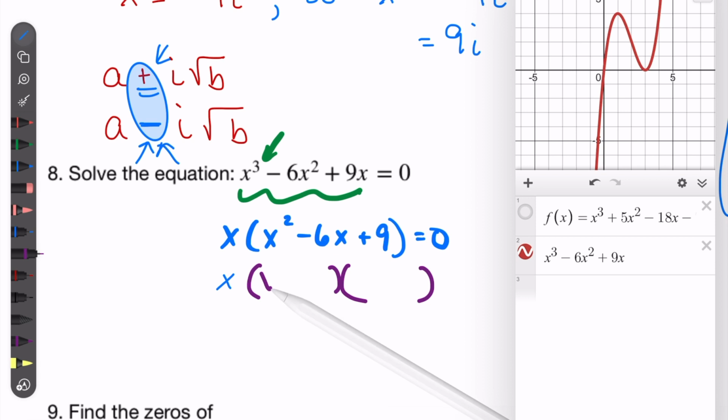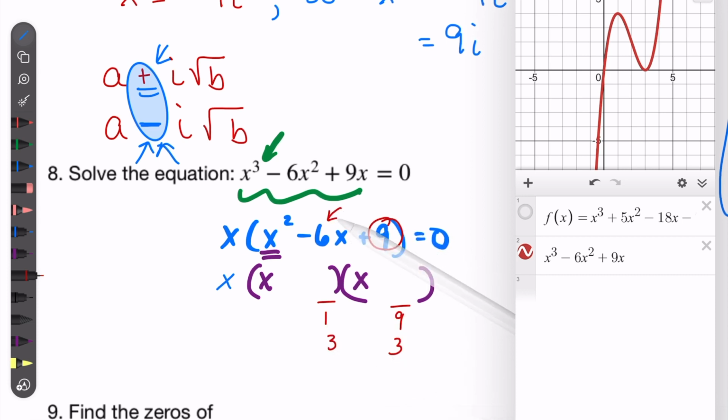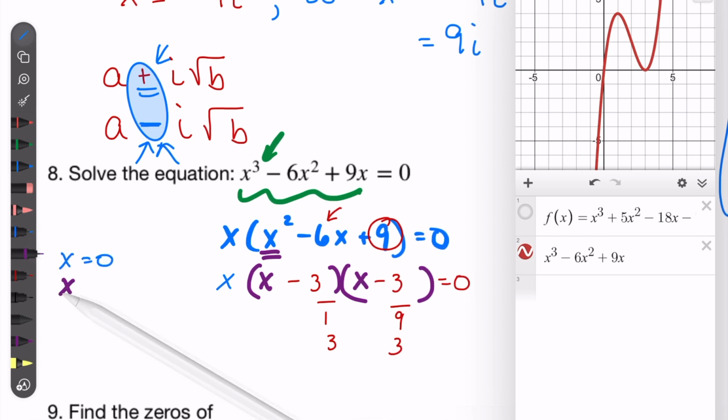See here, it had to be x times x to give me x squared, and blank times blank has to give me 9, so it could be a 1 times 9 or a 3 times 3. But they got to add up to negative 6 in the middle, so they both got to be negative 3s. And now it's actually consistent with my graph. So x could equal 0, or the first x minus 3 could equal 0, or the second x minus 3 could equal 0. But these last two give you the same answer.